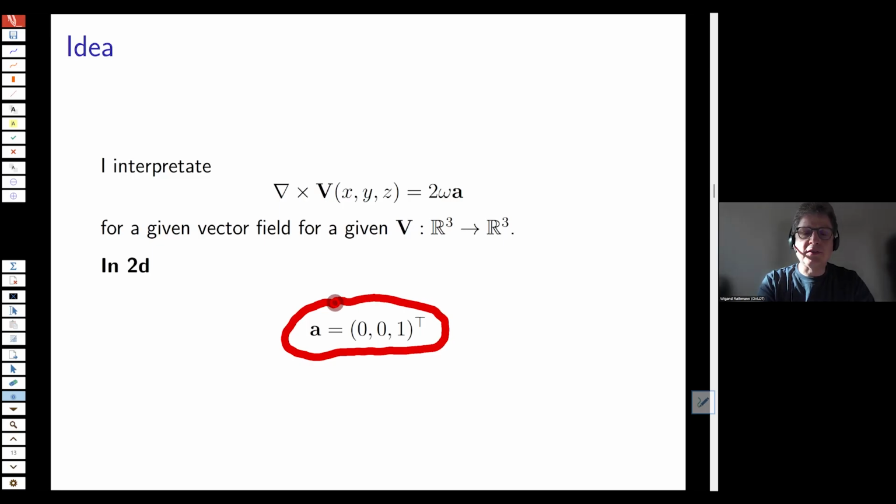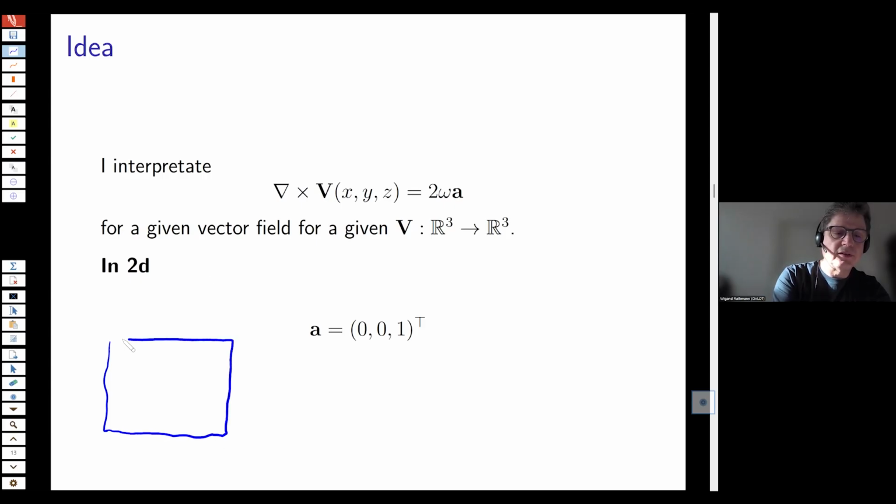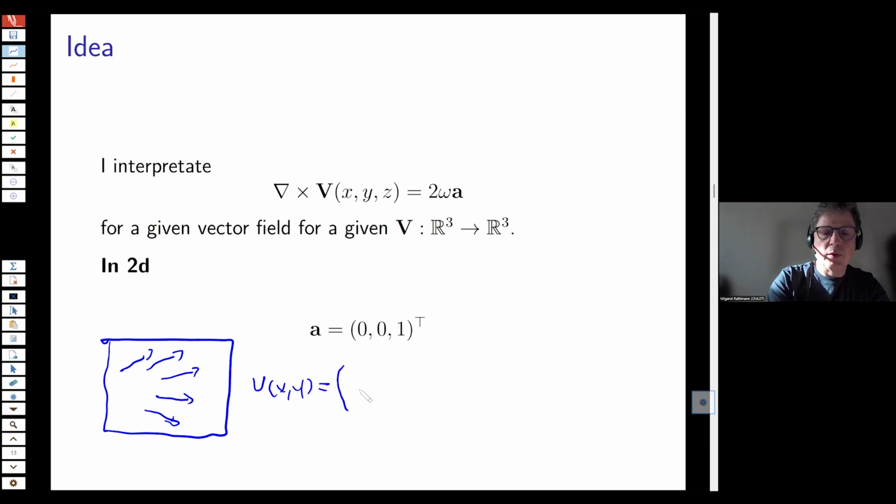What we know is, when we go back to 2D, we consider a 2D plane, something like this, and we have a vector field inside, and we can imagine, okay, this is a vector field V. In this part, it is depending on 2 variables, x and y, and we have 2 components, capital V and capital Y.